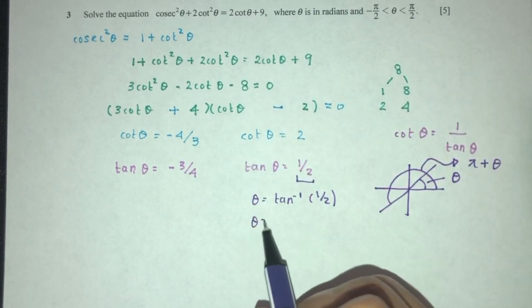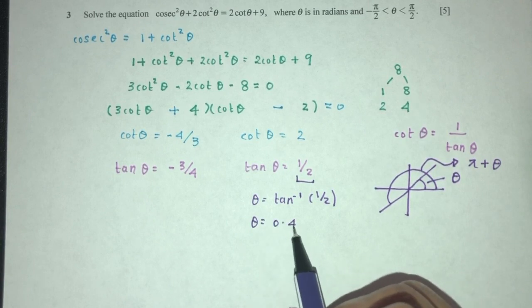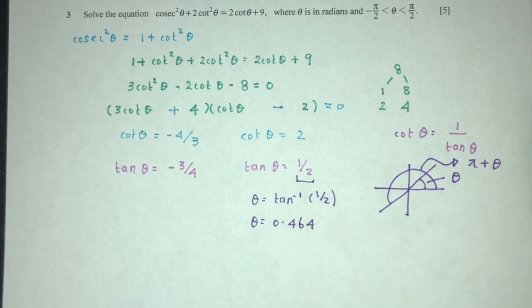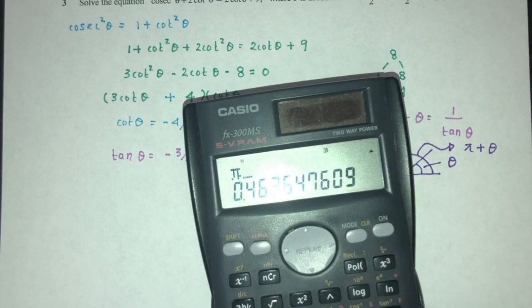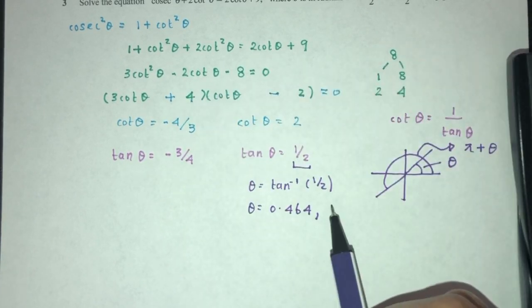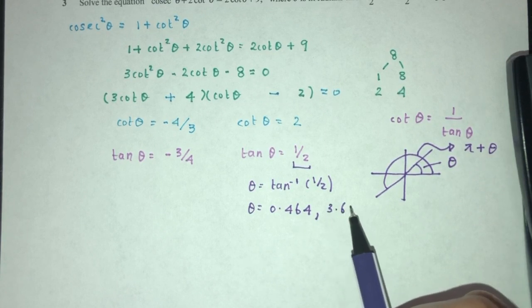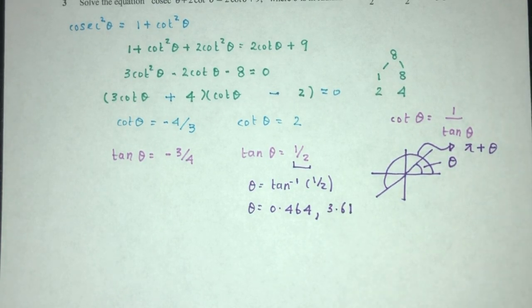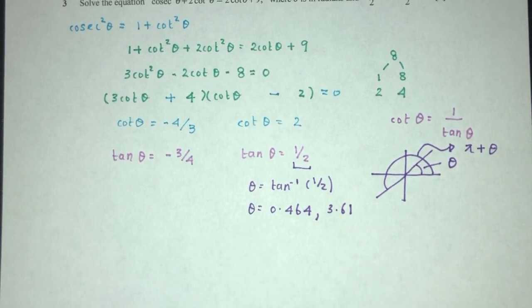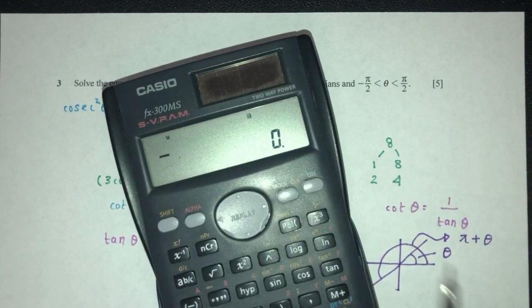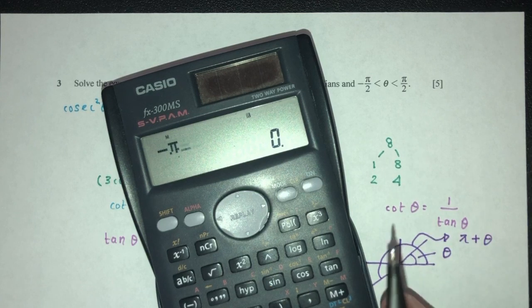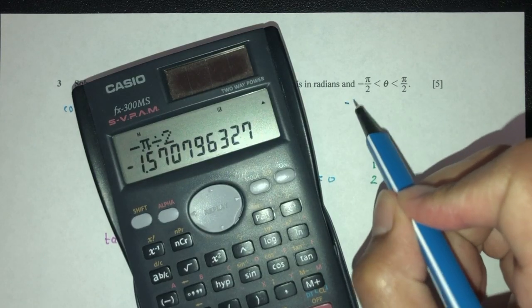So theta will be 0.464, correct to 3SF. It can be this one, or it can be this one, pi plus this. 3.61. Right, so two values that we can have for theta. Now, how about this one? Again, this is not the answer yet because we also have to look into this for the domain. Let's find out. Minus pi divided by 2, that is minus 1.57.